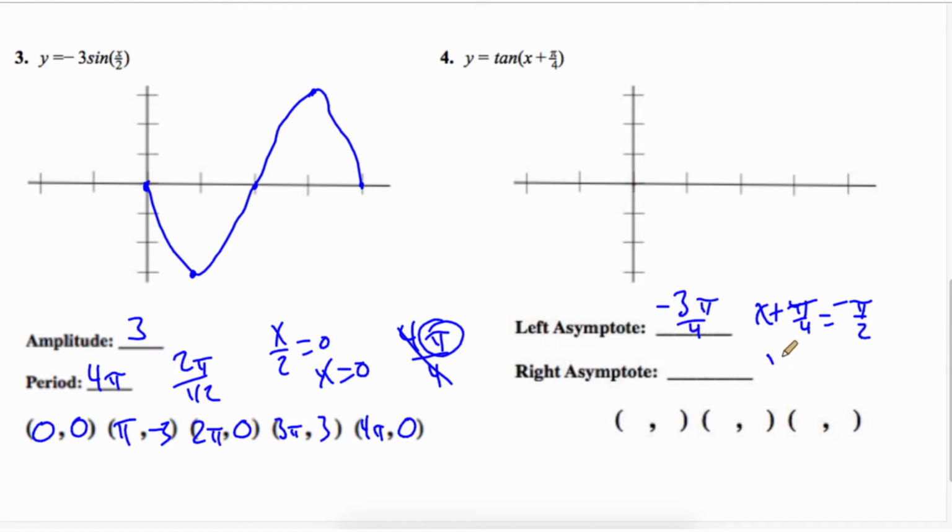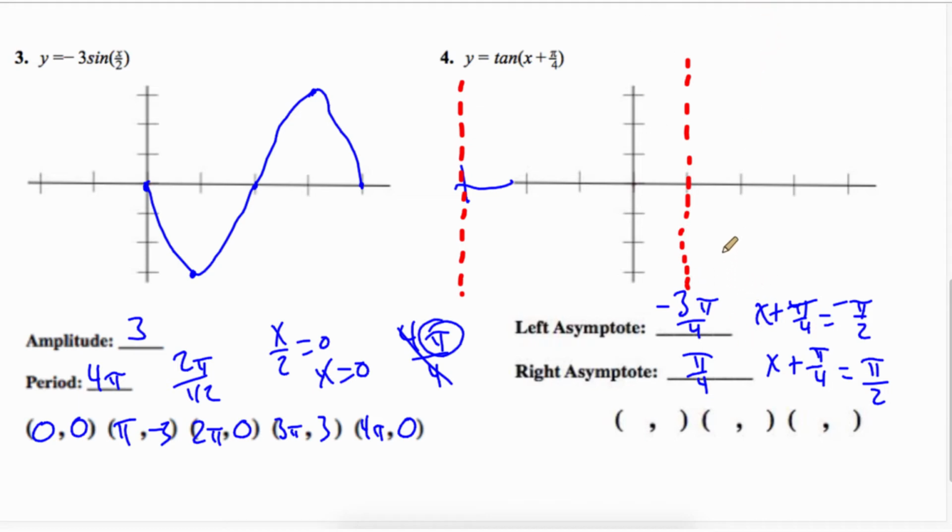For our right asymptote, we're going to take this stuff inside of parentheses, so again, that x plus pi over 4, but this time we're setting it equal to positive pi over 2, and then again, we'll end up subtracting that pi over 4 over to the other side, so our right asymptote will be at pi over 4. Now I'm going to have to extend this line out a little bit, and let's say negative 3 pi over 4 is that dash mark right there, so we're going to put an asymptote in there, and I'll also put an asymptote at pi over 4.